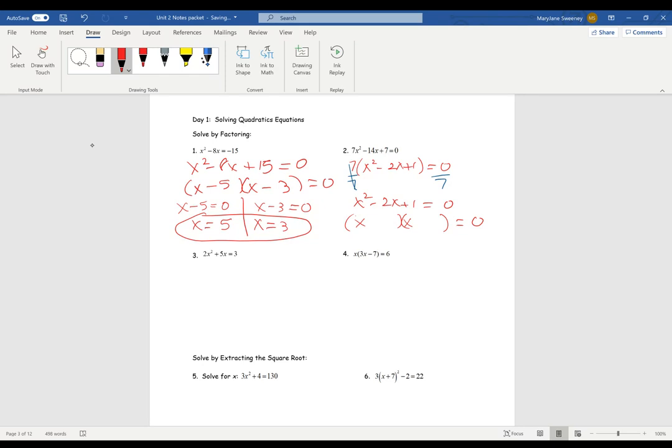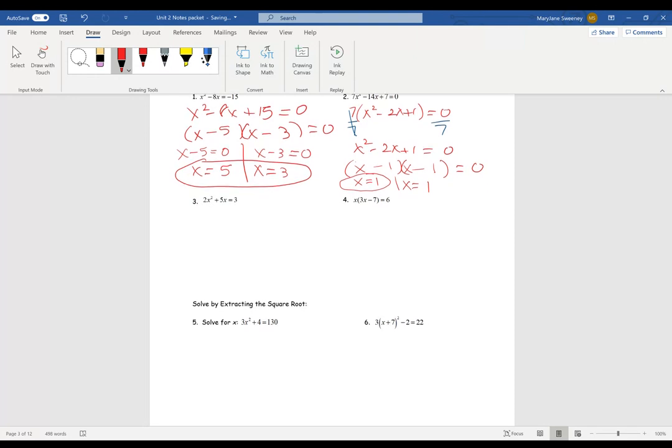We want what multiplies to positive 1 but adds to negative 2. So 1 and 1 are the only thing that multiply to 1. If it's negative 1, those add to negative 2. So this would be x equals 1, x equals 1. So really, we could just say x is 1, right? It is a double root. It occurs twice, but basically our answer is 1. I could either circle them both, or if I was doing it in a solution set, I would just say the solution set is 1.